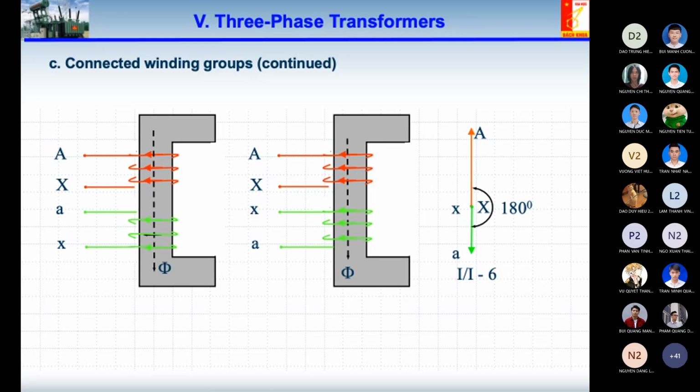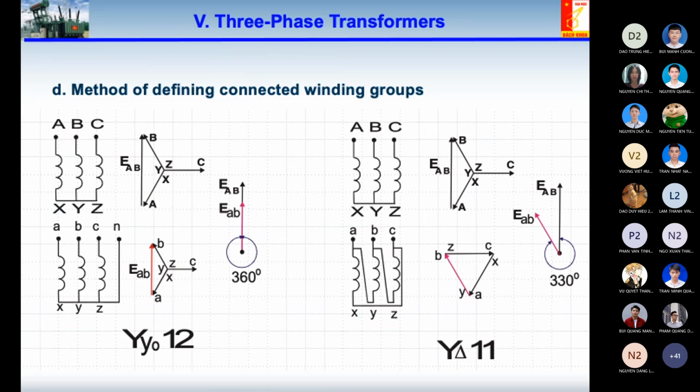Now I would like to show you the way of determining the clock number for a three-phase transformer. A three-phase transformer is more complicated than a single-phase transformer. Keeping this diagram in mind, you can see at the beginning, for the primary winding, the three phases of the primary winding are connected in star. Everyone knows this one.